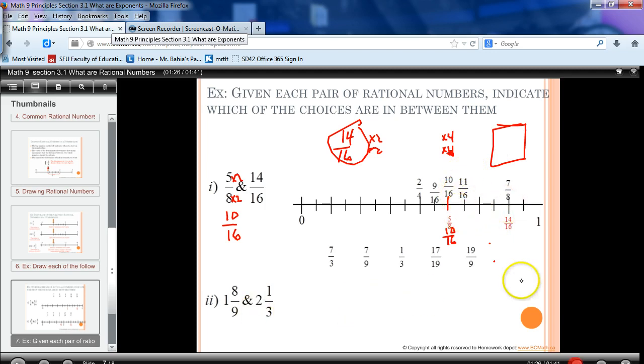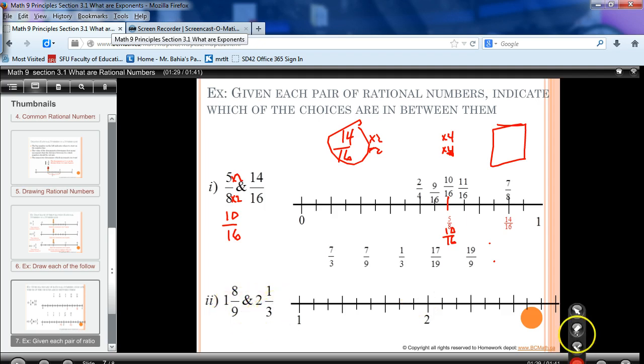Okay, for this one, same sort of deal. 1 8/9 and 2 1/3. What you need to do is figure out what numbers are going to be in between here. So you have 1-ish and 2-ish. I suggest we draw a number line between 1 and 3. There's a number line between 1, 2, and then the 3 is right here. Now they split it up into 1, 2, 3, 4, 5, 6, 7, 8, 9 ninths. Because what they saw is there's the denominator 9. This we can make into 9. How do you do that? You just times this by 3, times this by 3, and then this becomes 2 3/9.